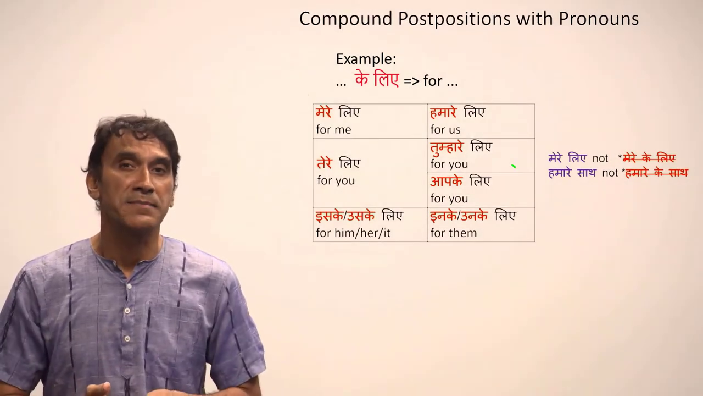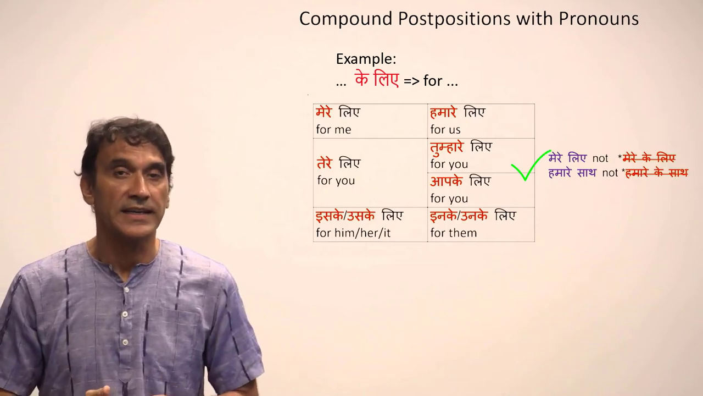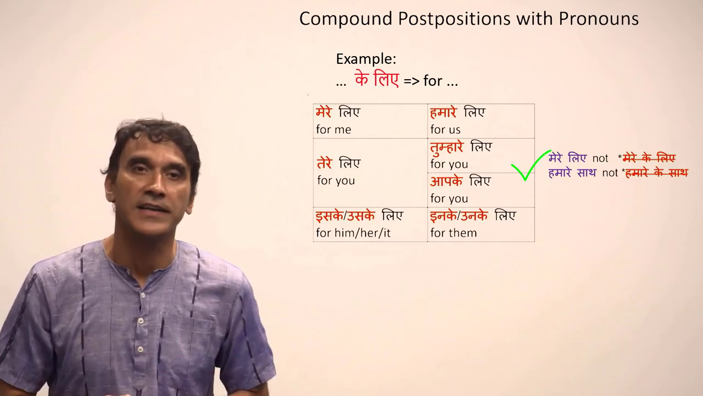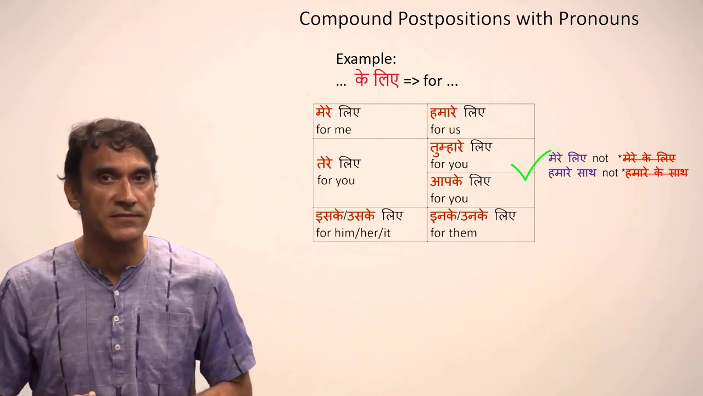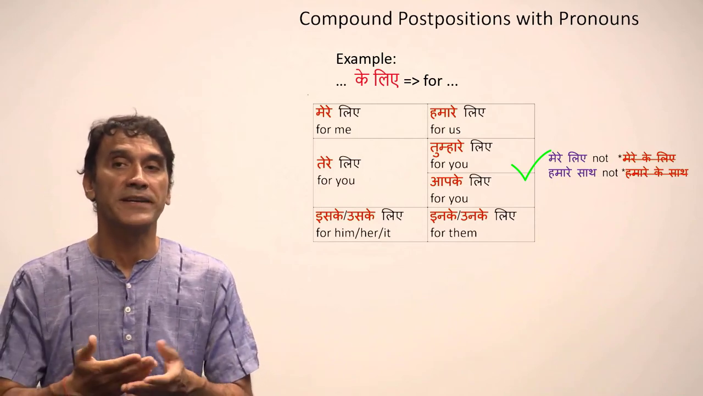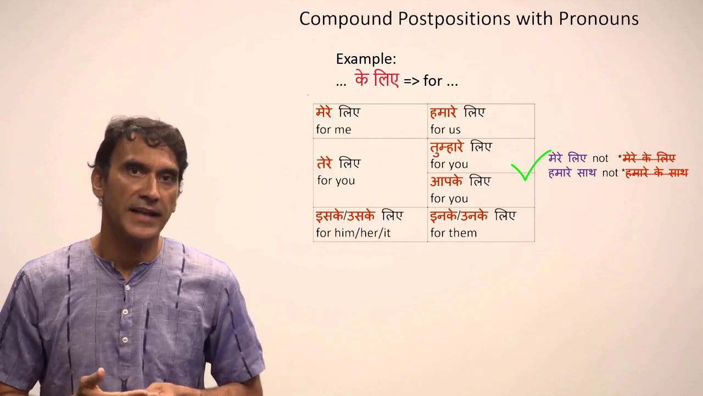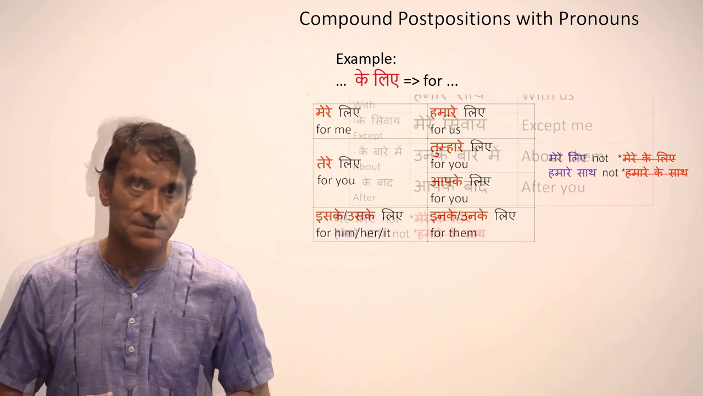So keep in mind, it is mere liye, not mere ke liye. It is hamare liye, not hamare ke liye. The first word of the compound postposition is already part of the possessive pronoun. That's why you do not repeat it. That's why it is mere liye, not mere ke liye.